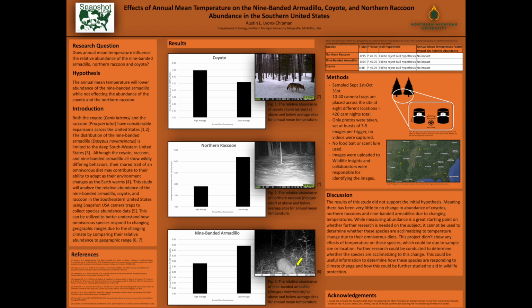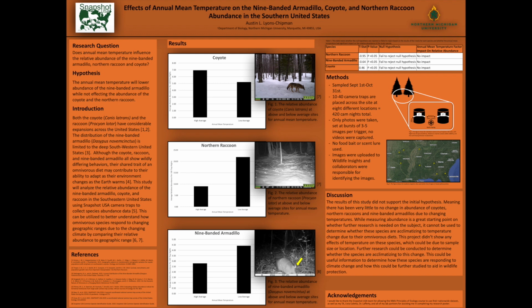So, jumping off of that, I decided to compare the relative abundances between the northern raccoon, the coyote, and the nine-banded armadillo. And I kept my research area limited to the southeastern United States. So I questioned whether the armadillo may be affected by the changing temperatures due to climate change, and whether this may be disrupting their abundances in this deep southeastern area that I was studying.